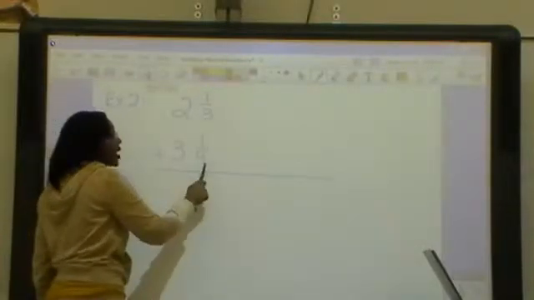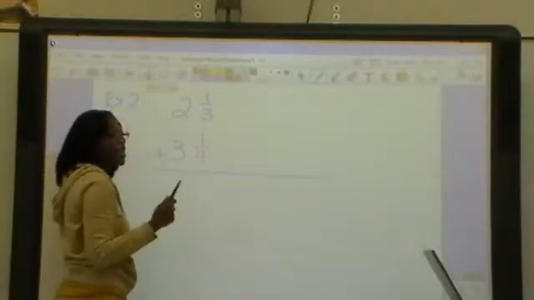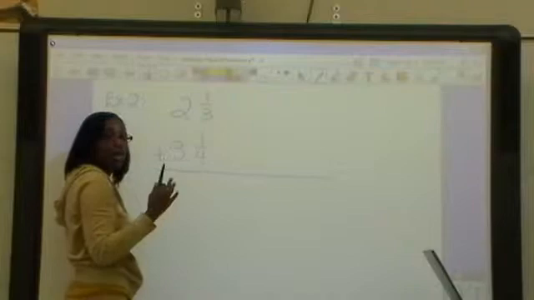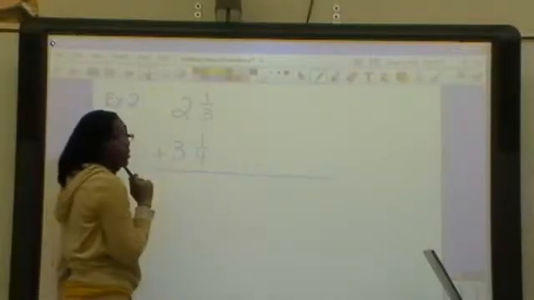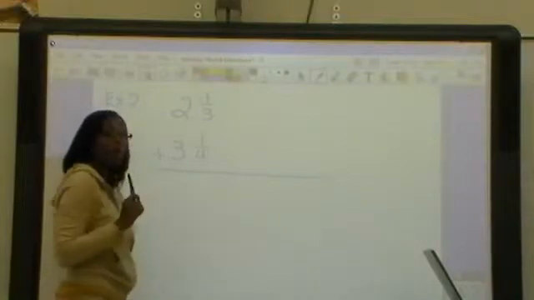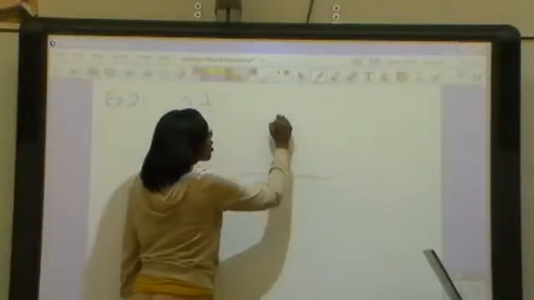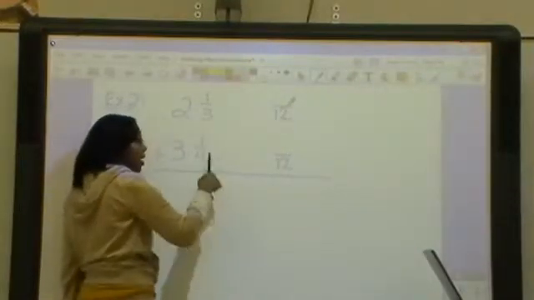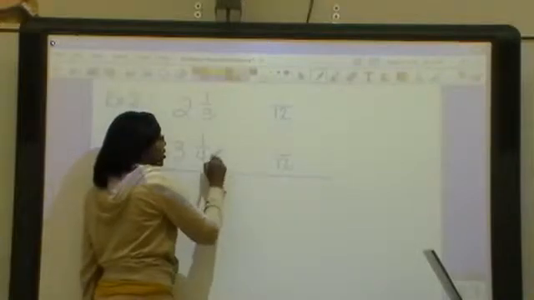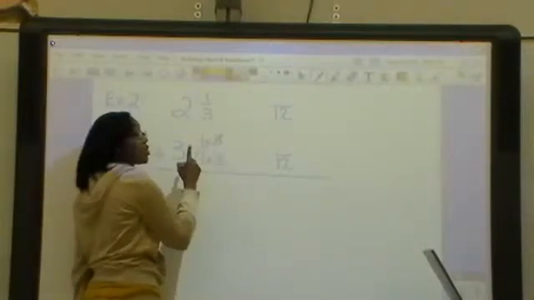Again, we cannot add these the way they are because they do not have a common denominator, so I need to get a common denominator first. Well, if I look at 3 and 4 and I think about the multiples of 3 and the multiples of 4, I know that my common multiple is 12. Now I have to figure out how did I get from the 4 to the 12, so I'll multiply by 3. Whatever I do to the bottom, I have to do to the top.